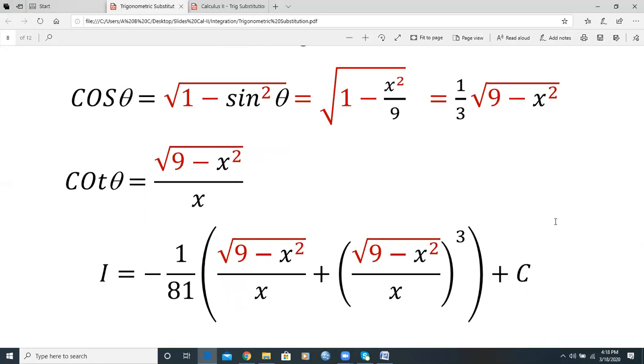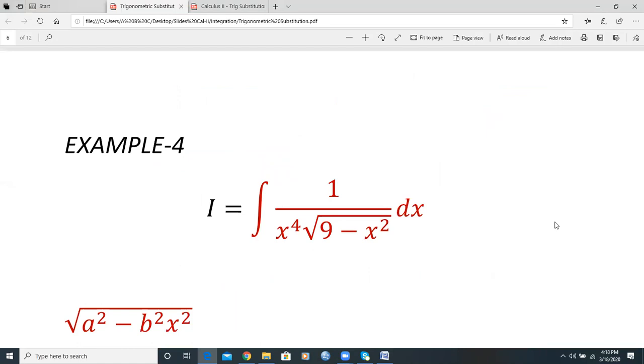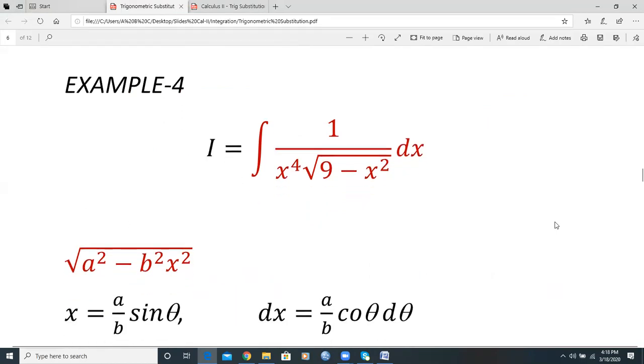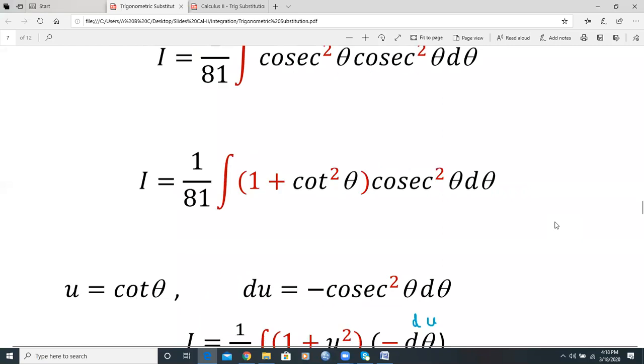So you have seen whenever we have an integrand of the type square root of a square minus b square x square, we make the substitution x is equal to a over b sine theta. So we have discussed two types of trigonometric substitution. The first type was square root of b square x square minus a square. In the earlier case we assumed x is equal to a over b sec theta. In this case we assume x is equal to a over b sine theta. Okay. Let's see another type of trigonometric substitution.